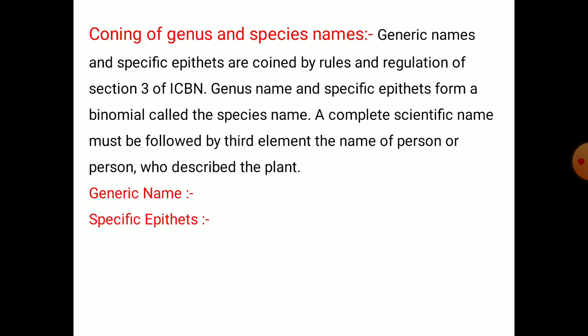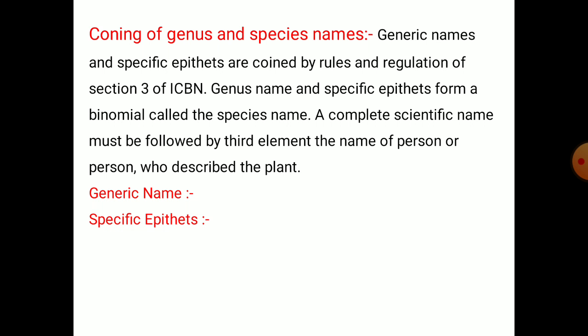Sometimes the specific epithets are given from localities. Localities are taken into consideration. For example, chinensis, present in China; himalayensis, present in Himalaya; suratensis, from Surat in Gujarat. So a particular type of area, the locality, is indicated. For example, Agave americana: Agave is the genus, and this genus has the species americana, meaning it originates from America.